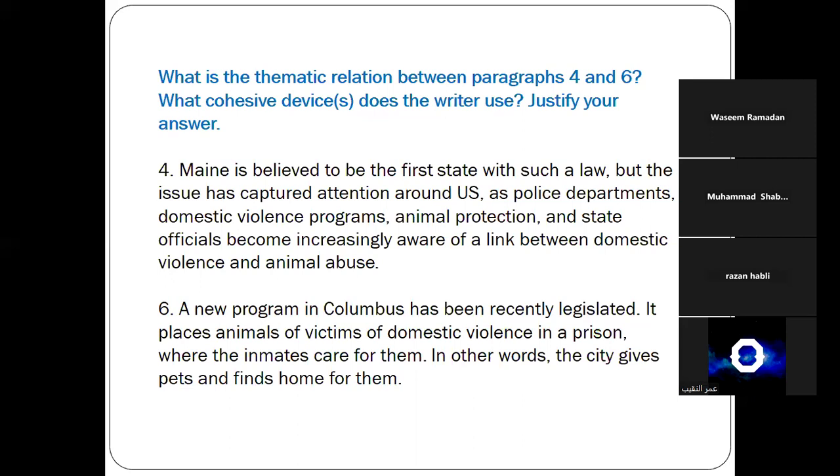Paragraph 6, what is it saying, Hala? It's talking about the new program in Columbus that is giving the inmates in prison pets to care for instead of throwing them on the streets. By the way, inmates, the word inmates stands for prisoners. So inmates are prisoners, or criminals if you want.